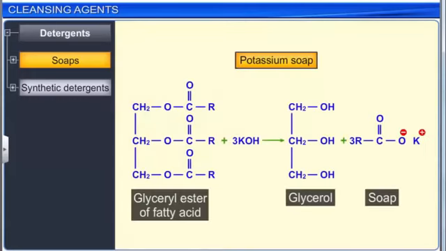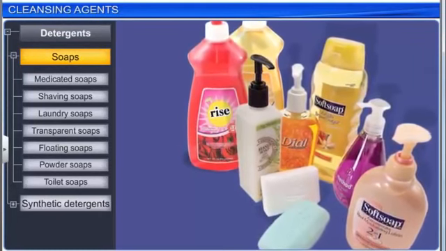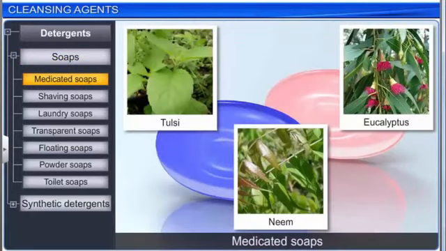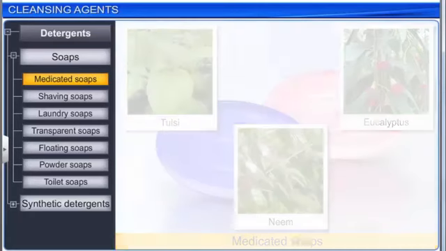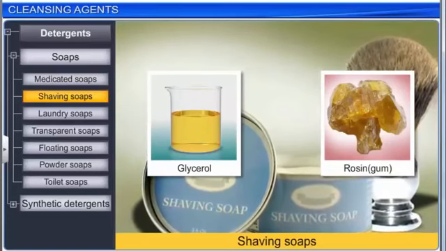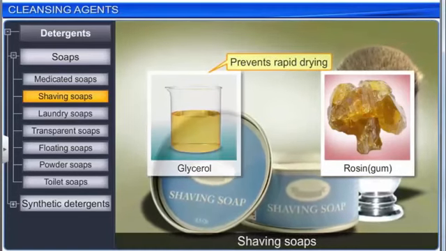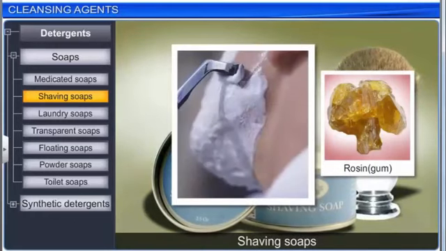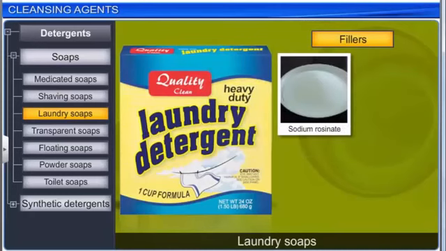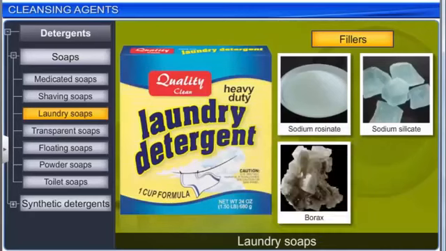Potassium soaps, produced by the saponification of fats with potassium hydroxide, are usually softer and more soluble than sodium soaps. Soaps may vary in composition and method of processing. For example, substances of medicinal value are added to medicated soaps. Similarly, glycerol and a gum called rosin are added while preparing shaving soaps. Glycerol prevents rapid drying, while rosin forms sodium rosinate that lathers well. Similarly, laundry soaps contain fillers like sodium rosinate, sodium silicate, borax, and sodium carbonate.